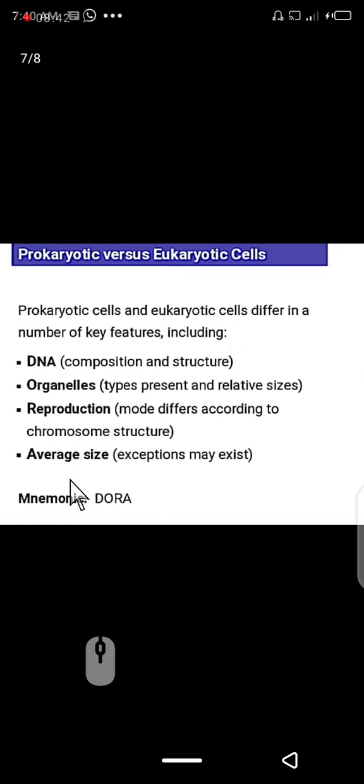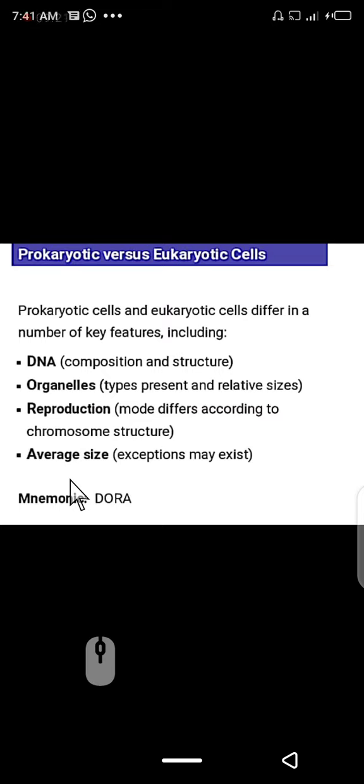Okay, and then we look at the final part of this video, the prokaryotic versus the eukaryotic. Prokaryotic cells and eukaryotic cells differ in a number of key features, including DNA composition and structure, organelle types present, relative sizes, and reproduction. This also differs according to chromosome structure, and then the average size. Exceptions may exist.